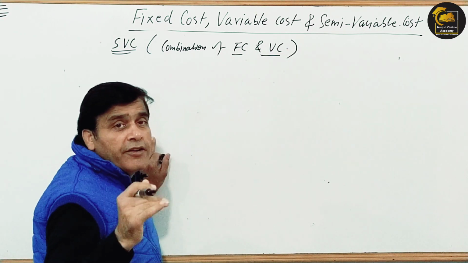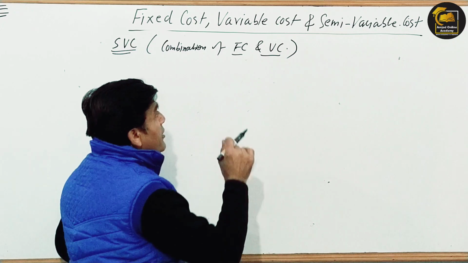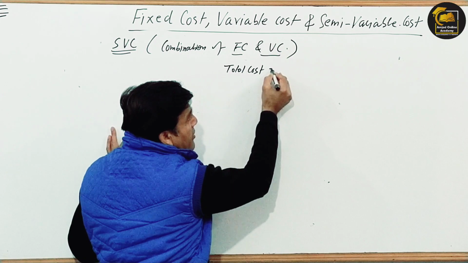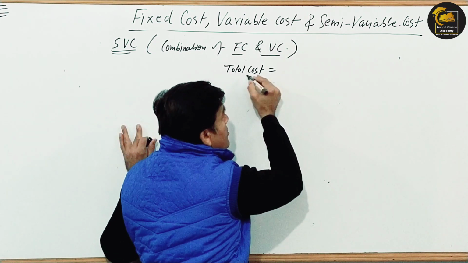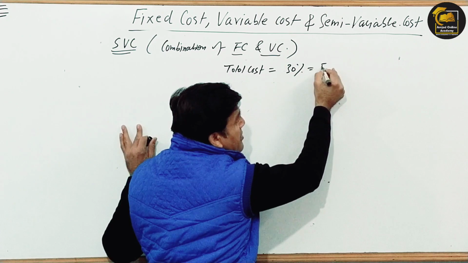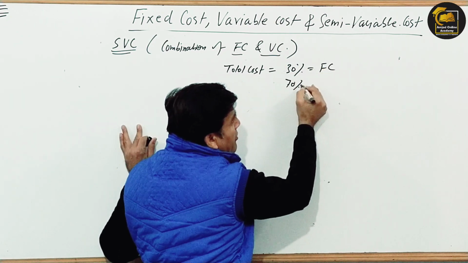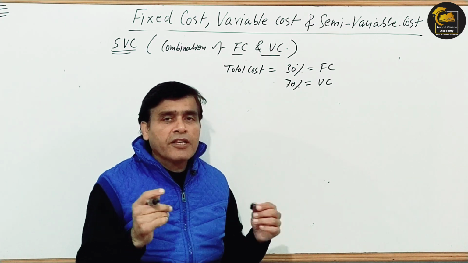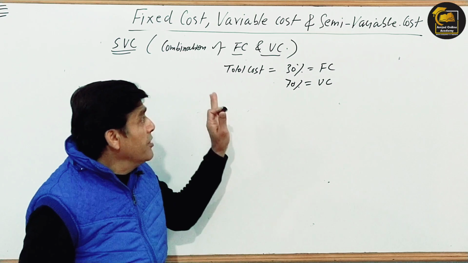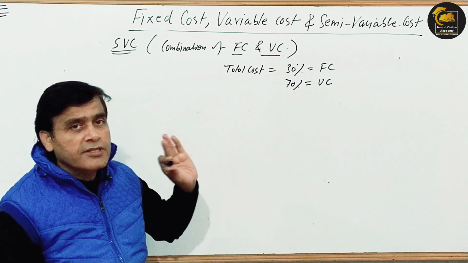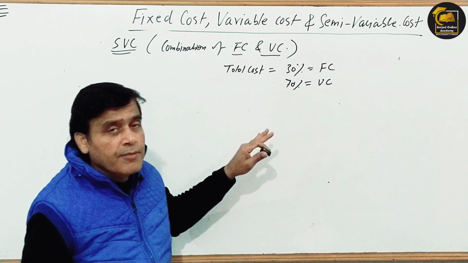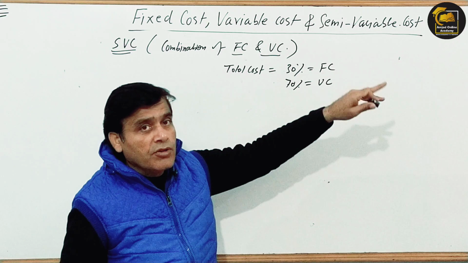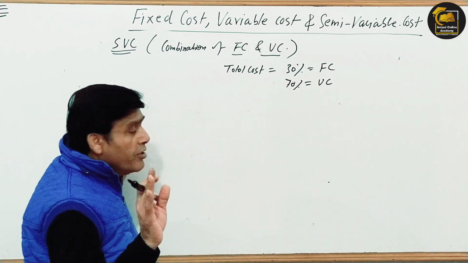And this combination will depend on whatever information is given in the question. It will be mentioned in the question. For example, the total cost is given, and it is mentioned that in this total cost 30% is fixed and 70% is variable cost. So it is a combination of both, subject to the conditions mentioned in the question. That is known as semi-variable cost, or sometimes, because it is a combination of both, it is also known as semi-fixed cost. One connotation is there.